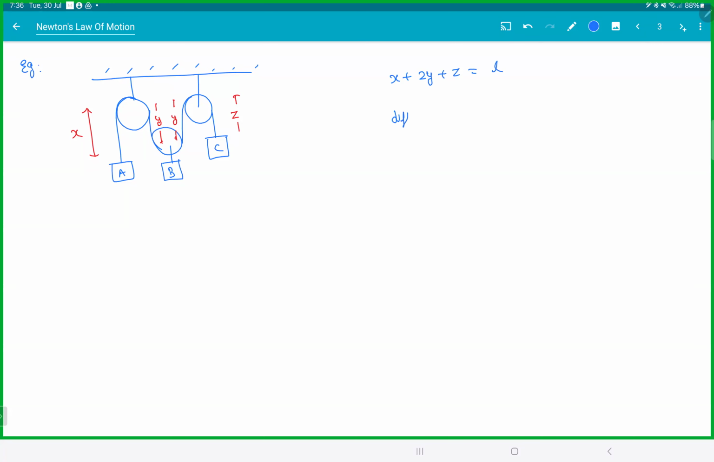Differentiate on both sides. This would be dx by dt. This would be 2 times dy by dt. This would be dz by dt. This side is 0. So this is nothing but velocity of A plus 2 times velocity of B plus velocity of C. This is the relation between the velocities. Now let me give you some numbers so you'll understand better how this works.